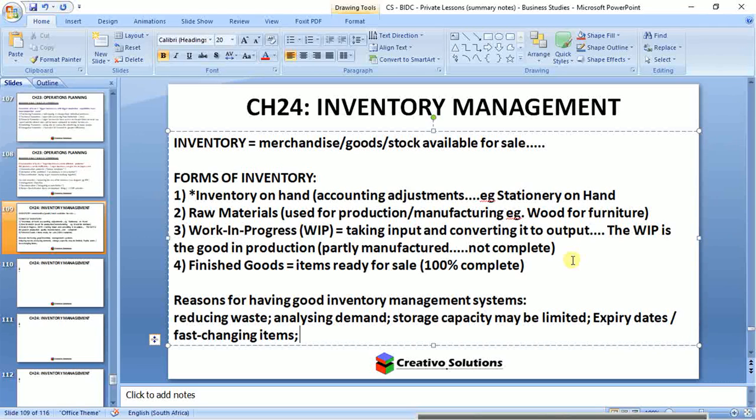And the last point, poor management of supplies can result in late deliveries. That's affecting customer satisfaction. So a reason for having a good inventory management system is customer satisfaction. In brackets, we can talk about the delivery.